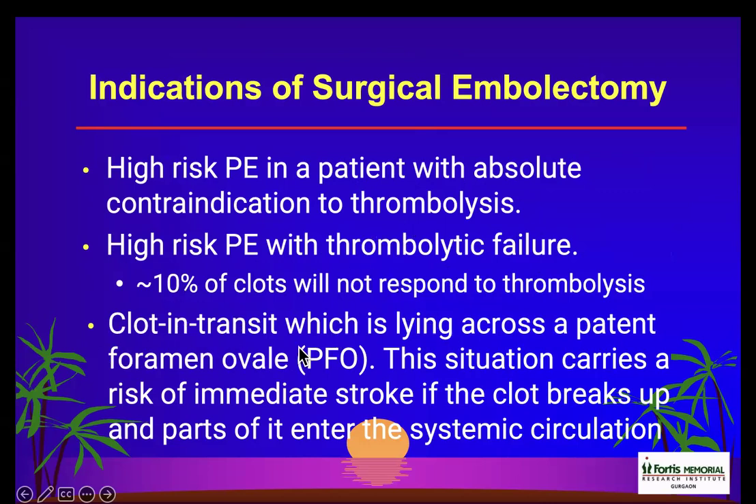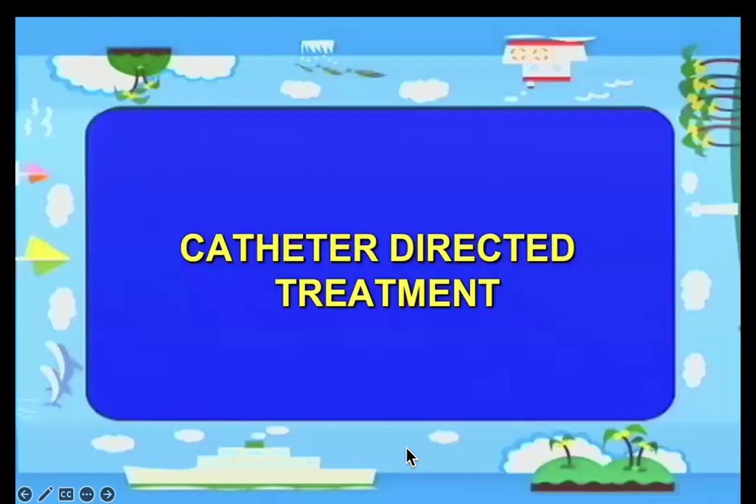And clot in transit, especially if the patient has a patent foramen ovale and the clot is lying across the PFO, then this is a grave situation because if you give systemic thrombolysis to this patient, this clot may get dislodged and cause severe stroke. Therefore, in this situation, you must go for surgical embolectomy rather than systemic thrombolysis.